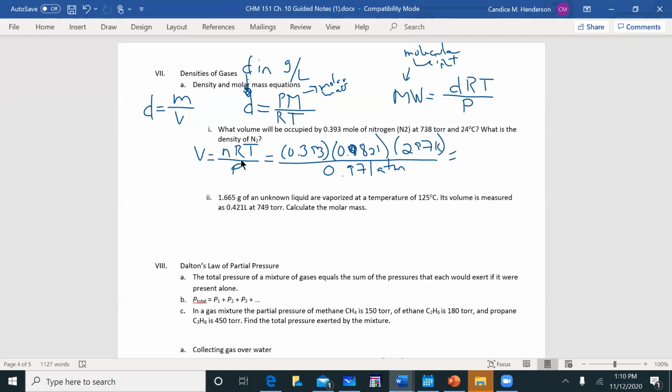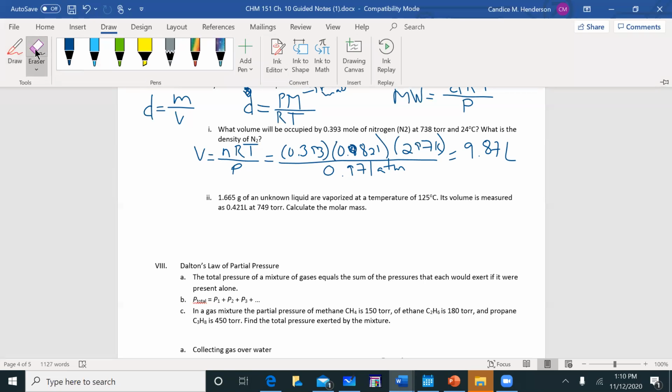So finding my volume here, I'm just going to take the 0.393 times our constant times my temperature, 297, and divide that whole thing by my pressure, 0.971. And this gives me a volume of 9.87, and the units are going to be liters on that. That's nothing new, we've already worked with that. So that's sort of just a review of PIVNERT.